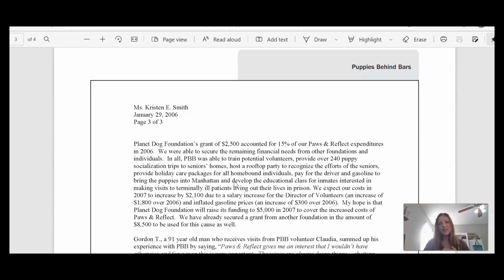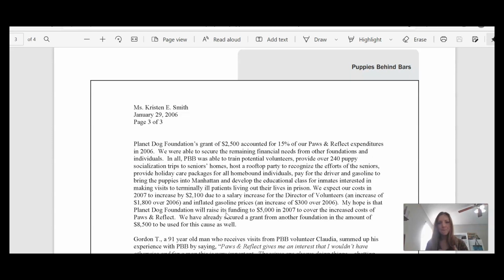In this case, they have it on page 3, but I actually think it's okay, and here is why. They talk about how this foundation, Planet Dog Foundation's grant of $2,500, accounted for 15% of our Pause and Reflect expenditures in the year prior. So this is not a new funder to this organization. There's a relationship here. This is a foundation that has already funded this organization. And so having the request a little bit later, I think, is okay, because they already know a little bit about who you are, and there's a little bit of trust there because they funded you previously.